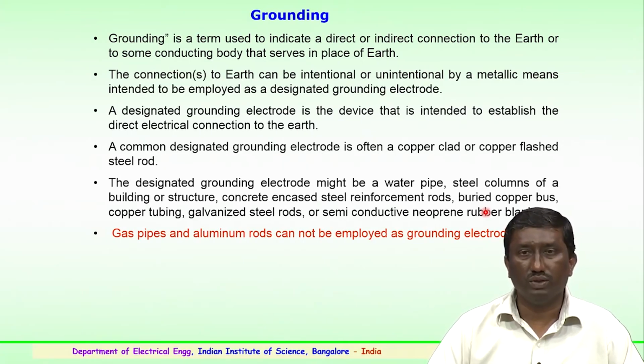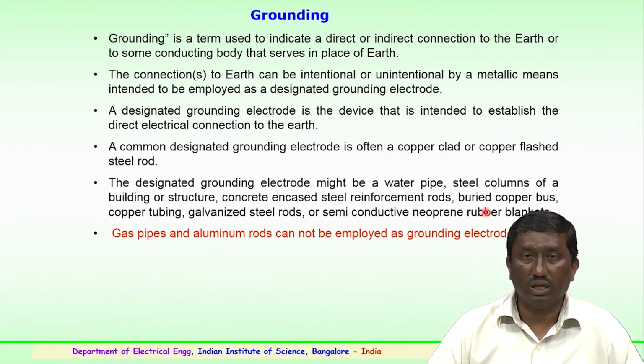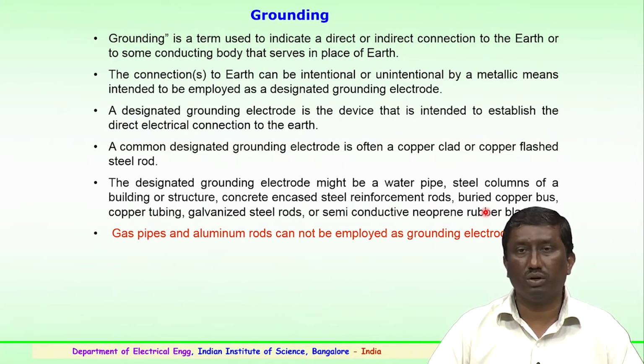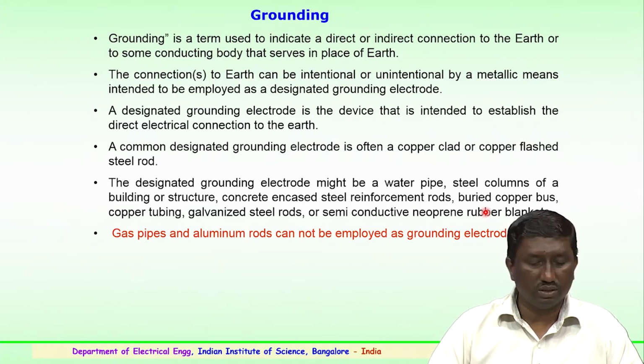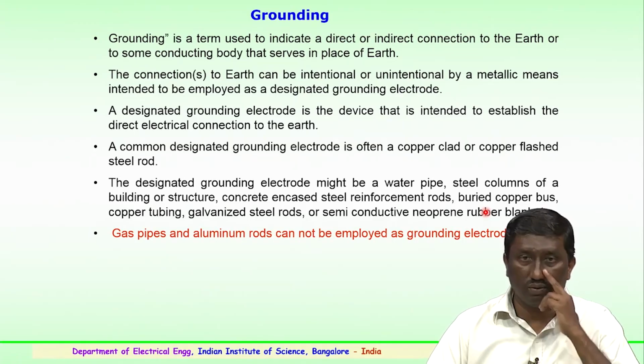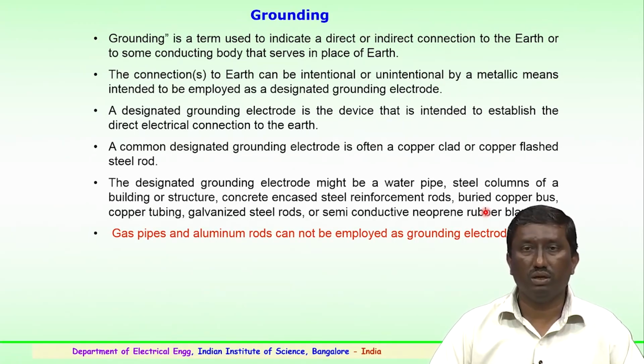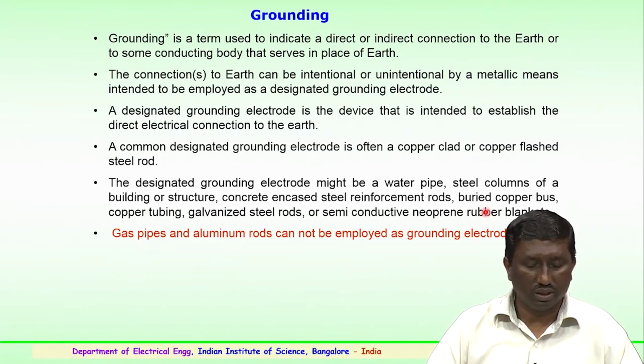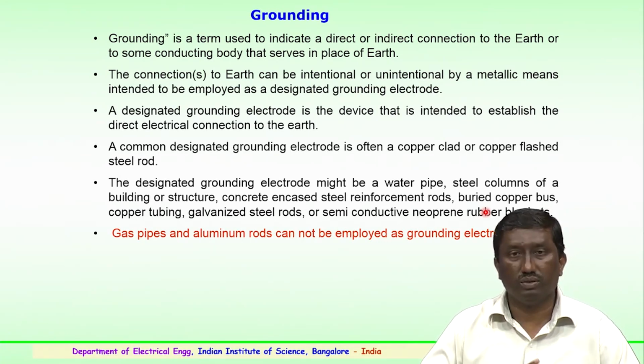The grounding electrode used could be a water pipe, steel columns, buildings or structures, the concrete encased steel reinforcement rods, buried copper bus or copper tubing, galvanized steel rods, or semiconductive neoprene rubber blankets. Several of these grounding electrodes could be connected to the grounding. It should be noted that gas pipes and aluminum rods cannot be employed as grounding electrodes.